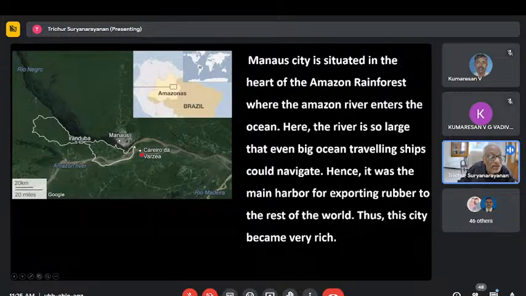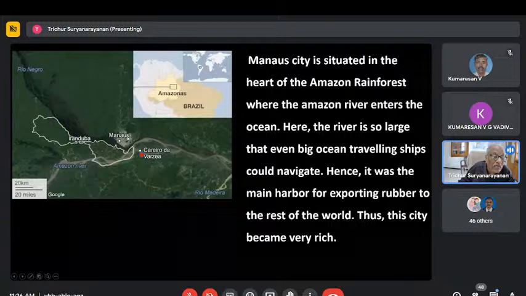And in that place, the river is so deep, with so much water, that ships which are navigating in the ocean can come here. And it is here in the Manaus state that the Amazon River enters the sea. So it is easy for ships to travel here and to collect the rubber from this place. That is how Manaus became a very important place.